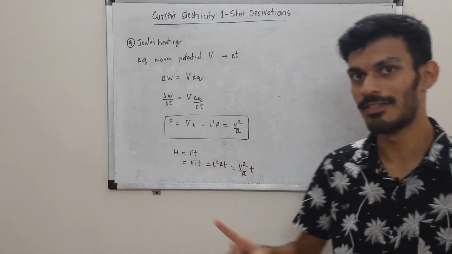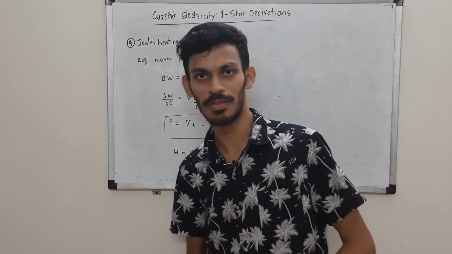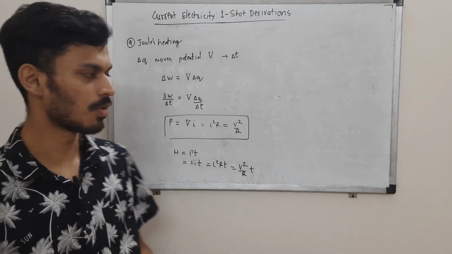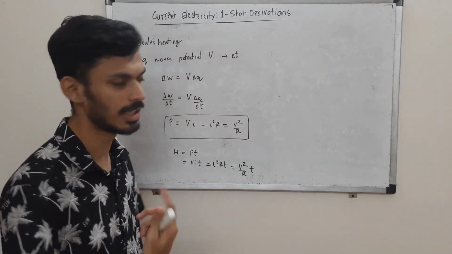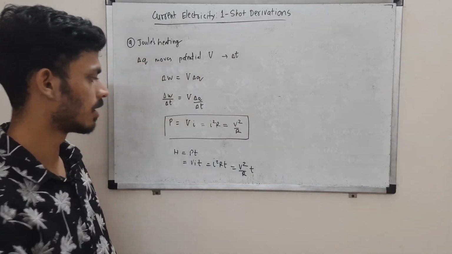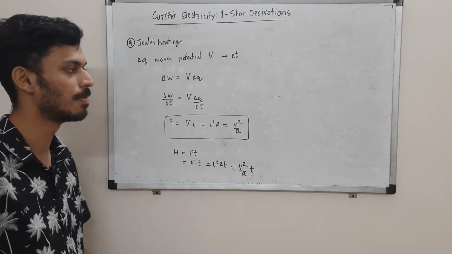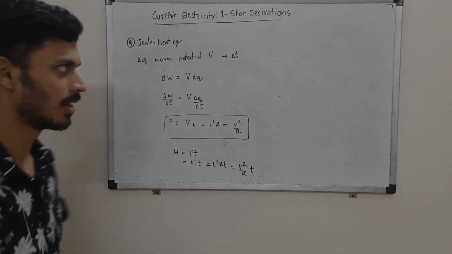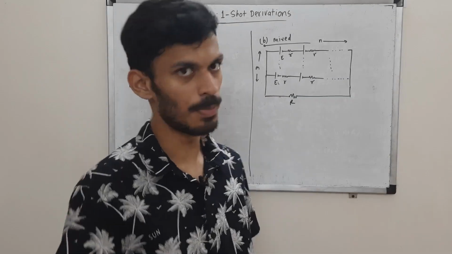Now we are only left with one derivation, which is about the grouping of cells. There are three different types. So first we'll do two of them, and finally the last one, which is the mixed grouping. So that's about Joule's heating. I hope that is very simple. Let's move to the next one, the combination of cells.